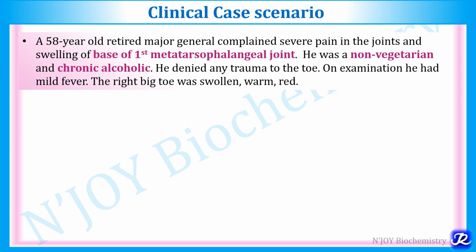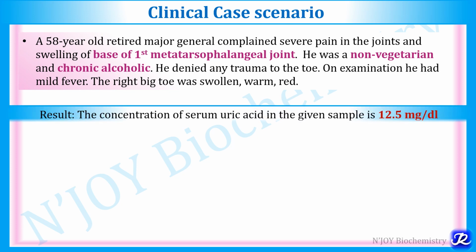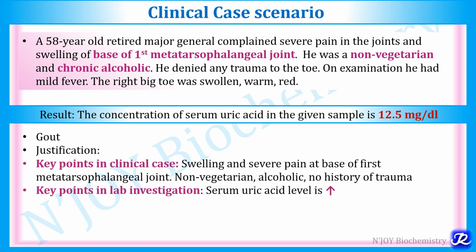So now let's correlate our finding with the clinical case scenario. We got the result, that is the concentration of serum uric acid in the given sample is 12.5 mg per deciliter. We know the normal range, which means it is increased, so there is hyperuricemia. So the probable diagnosis was gout, and for that the key points in the clinical case were swelling and severe pain at the base of the first metatarsophalangeal joint, which is very common in gout, and non-vegetarian diet and alcohol. These are the precipitating factors. Moreover, there was no history of trauma. Now on lab investigation, we found that serum uric acid level is also increased. So it is correlating with the diagnosis of gout.